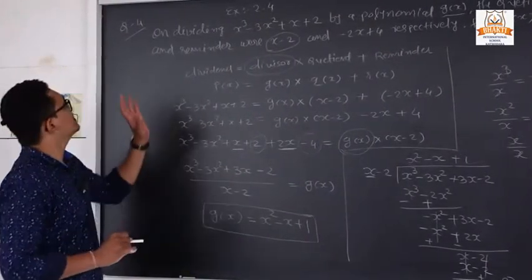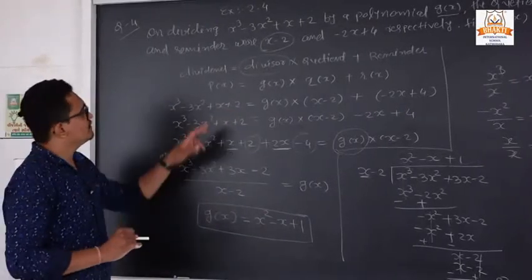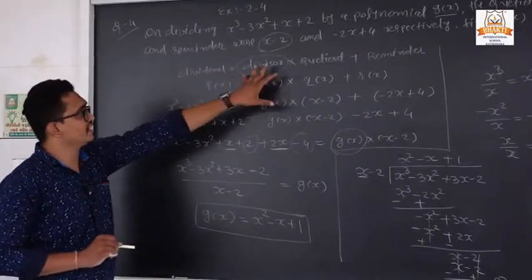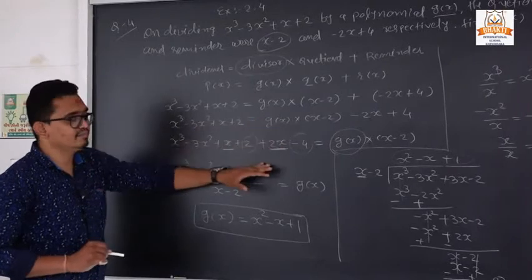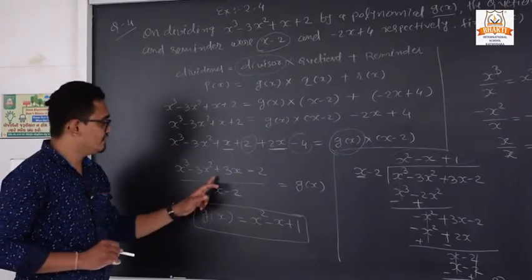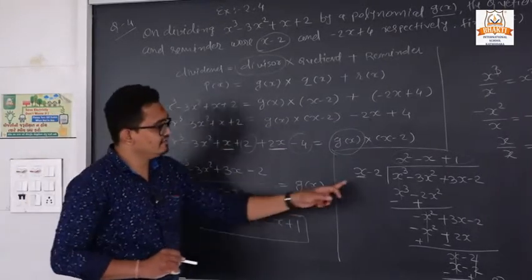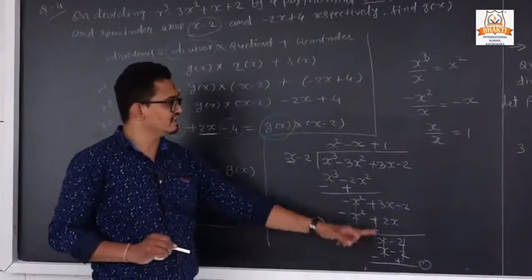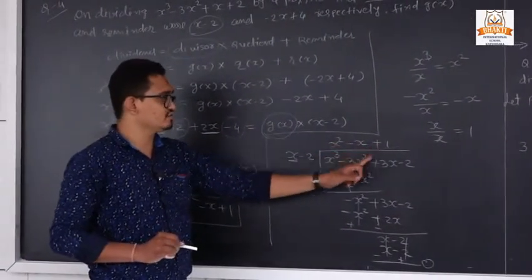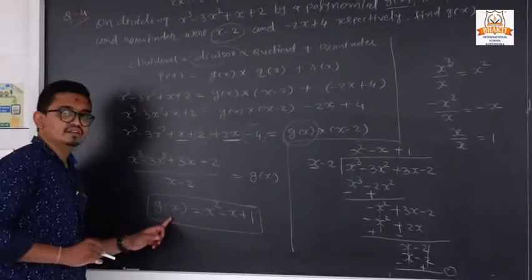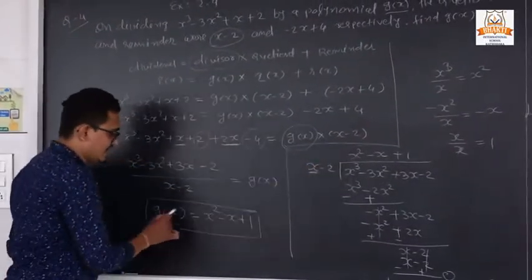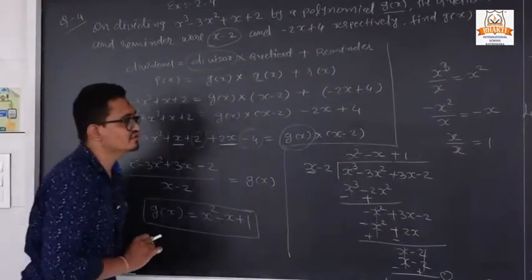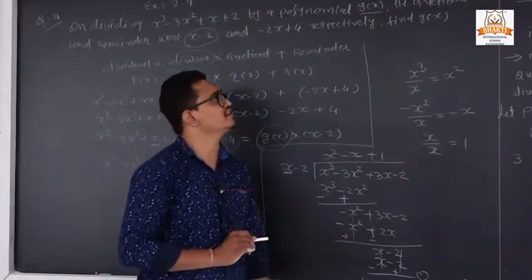So it is our question number 4. First of all we write down the formula, then simplify. After that, here we have the polynomial division, then we can perform the polynomial division. So what we get here, this quotient becomes our divisor. Clear? This quotient becomes our divisor.